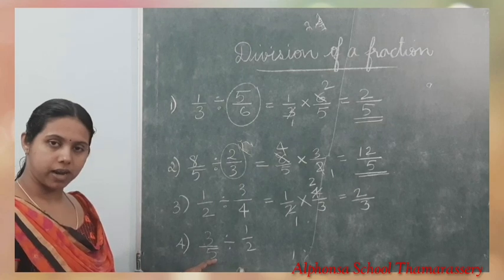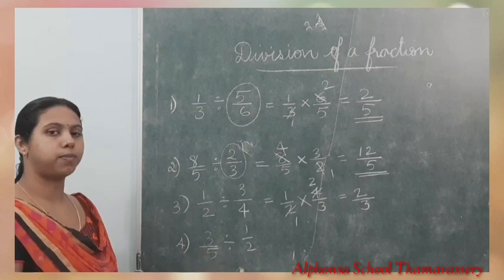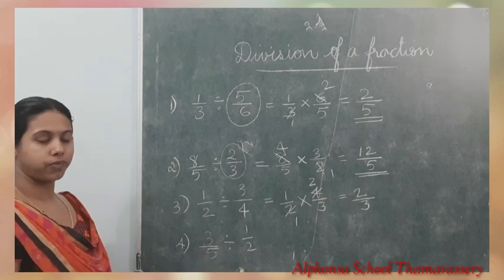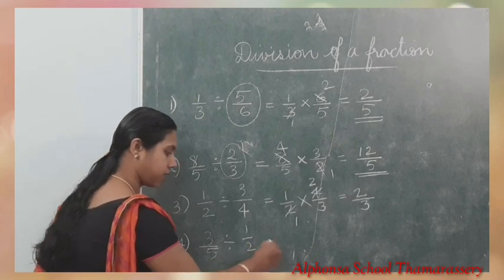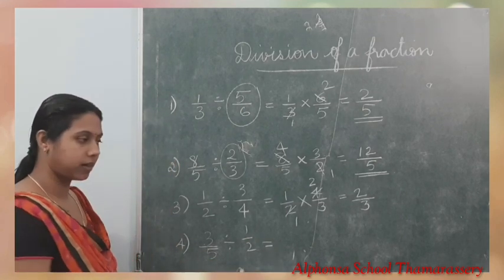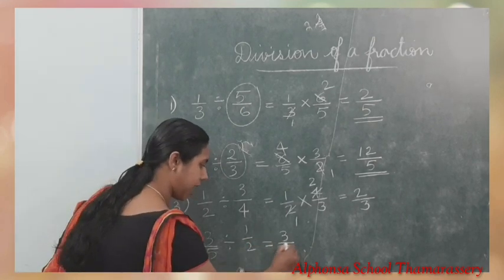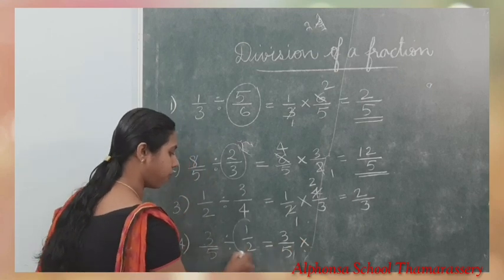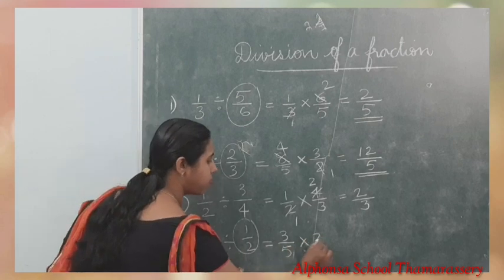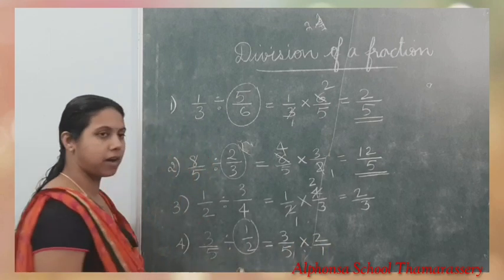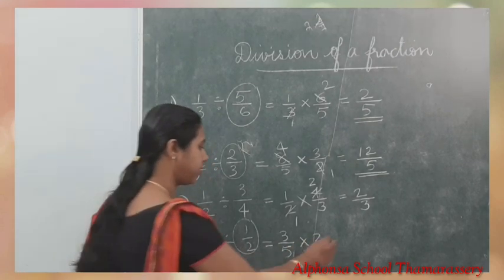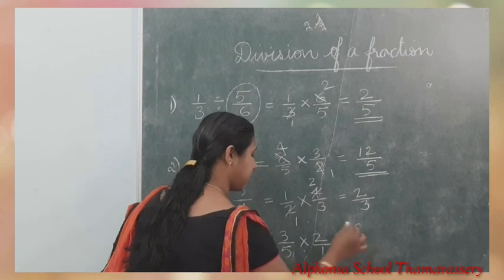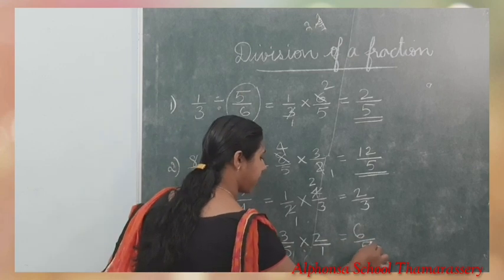Then tell me the answer of the next one. 3 by 5 divided by 1 by 2, which is equal to 3 by 5 into the reciprocal of 1 by 2, which is 2 by 1. 3 by 5 into 2 by 1 is equal to 6 by 5.